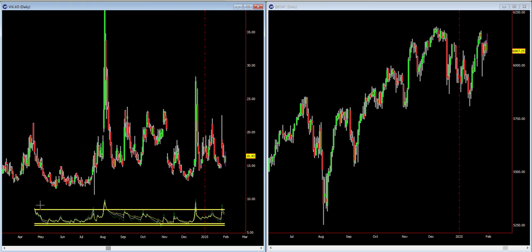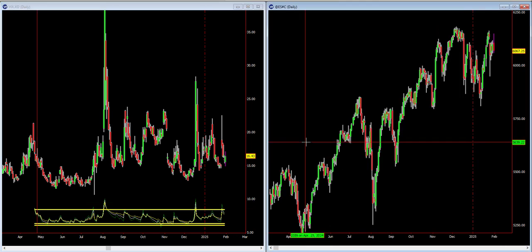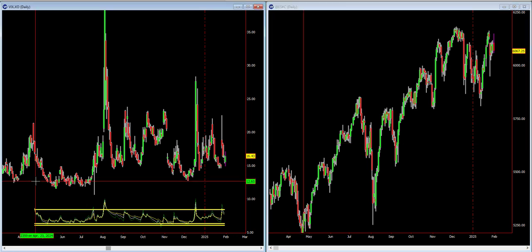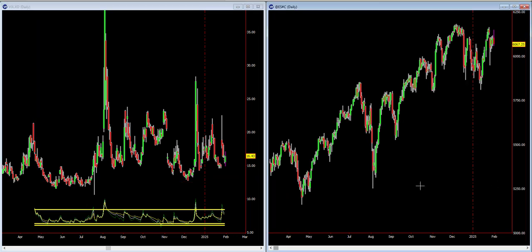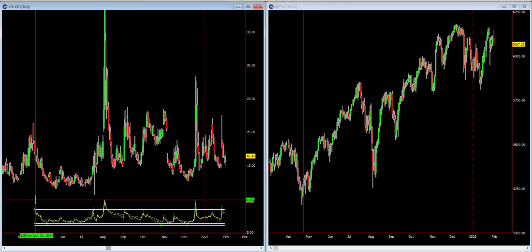So when this oscillator goes to the extreme top, market is going to make a bottom. Right here. And this is where you need to buy when there is panic in the market.